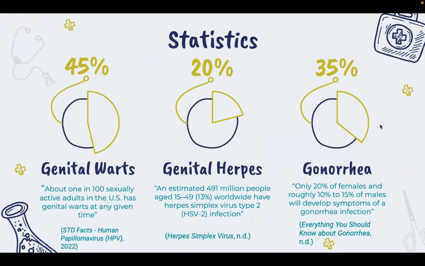I included some statistics to show how relevant these diseases really are. For genital warts, about 1 in 100 sexually active adults in the U.S. has genital warts at any given time. For genital herpes, an estimated 491 million people aged 15 to 49 worldwide have herpes simplex virus type 2 infection. For gonorrhea, only 20% of females and about 10 to 15% of males will develop symptoms of a gonorrhea infection.